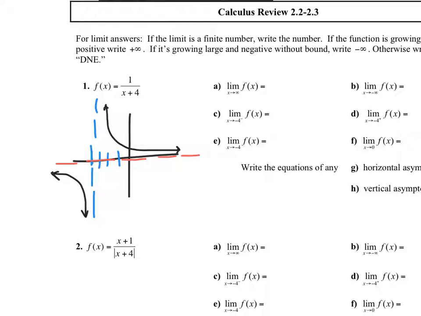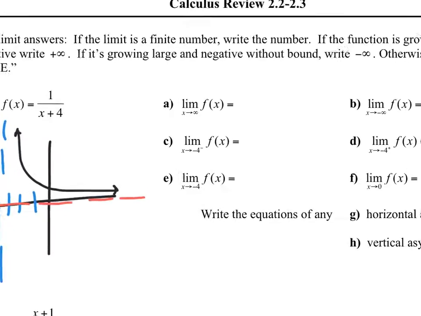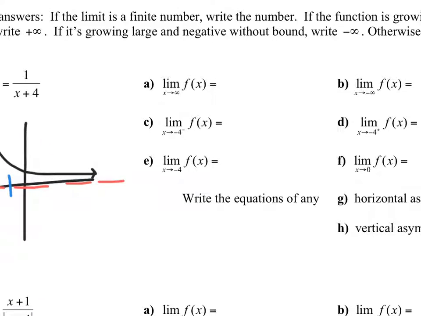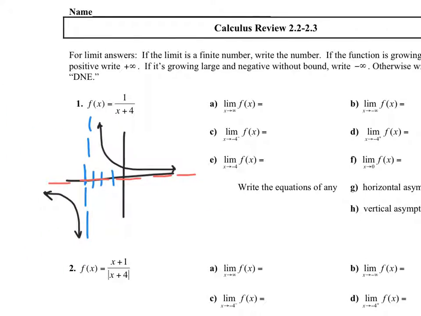All right, now once you have the graph, it's nice and easy to answer these questions. So here we go. What is the limit as x goes out to infinity? So here I am, I'm going out towards infinity. What is this getting closer and closer to? 0. As x goes to infinity, you're looking for the horizontal asymptotes.